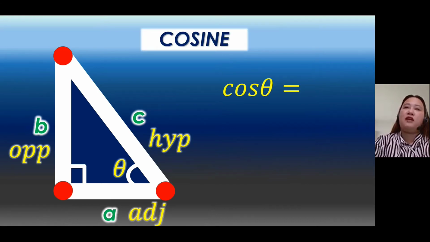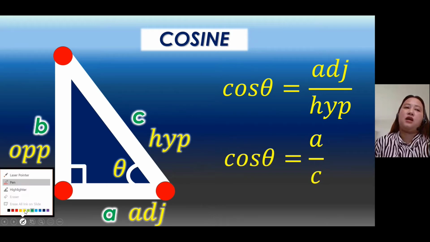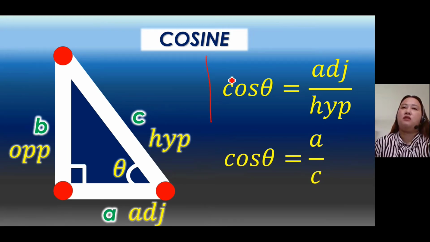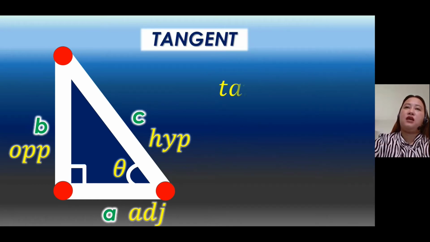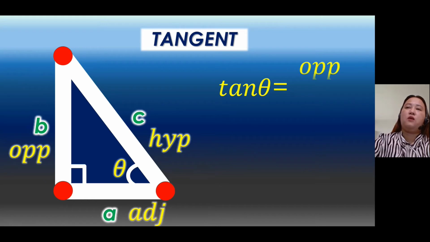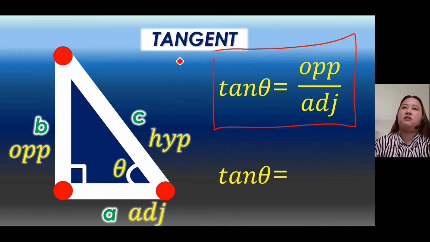For the cosine theta, cosine theta is adjacent over the hypotenuse. So again, what you need to remember is this one: cosine theta equals adjacent over hypotenuse. Same with tangent theta, which is opposite over the adjacent. So take note of this.